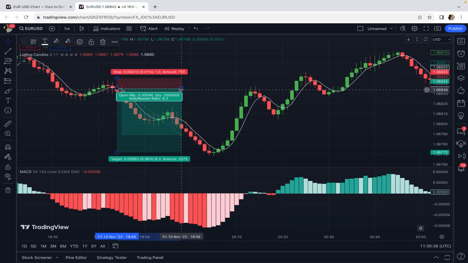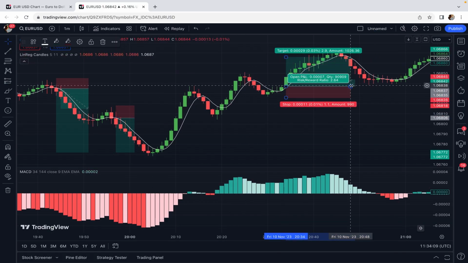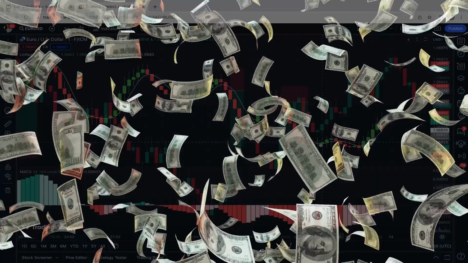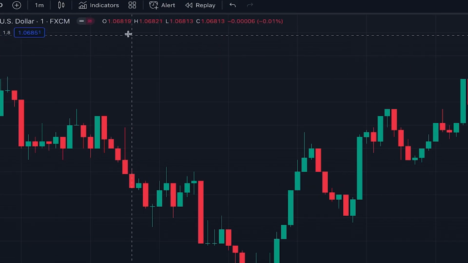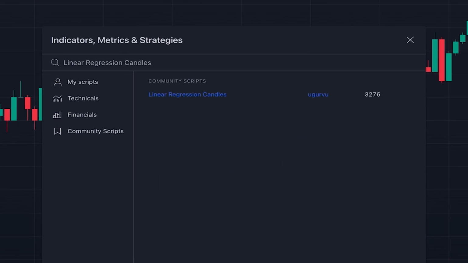In today's video, I want to teach you a secret 1-minute scalping strategy that is very easy and highly profitable. In this strategy, we have an excellent indicator that is a perfect choice for scalping trading strategies. Here, we click on indicators and search for linear regression candles. This one is written by someone named UGURVU. Alright, this is the indicator.